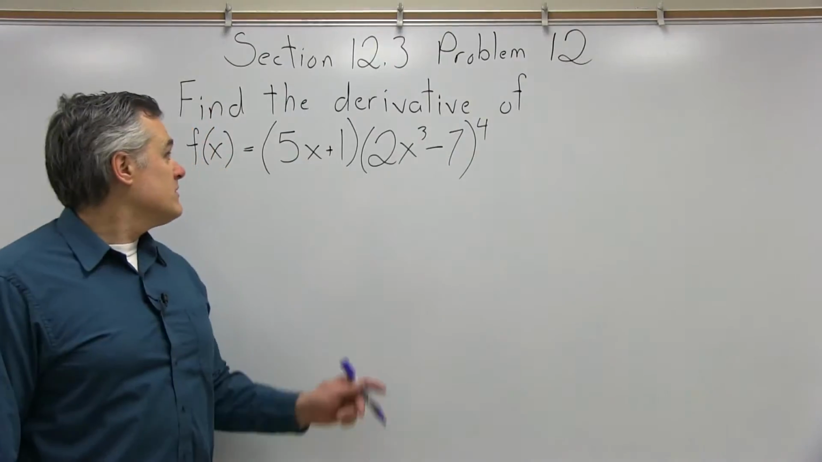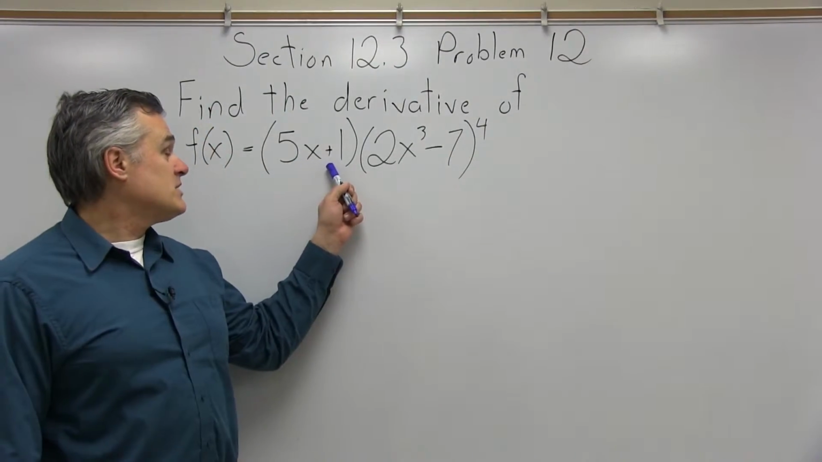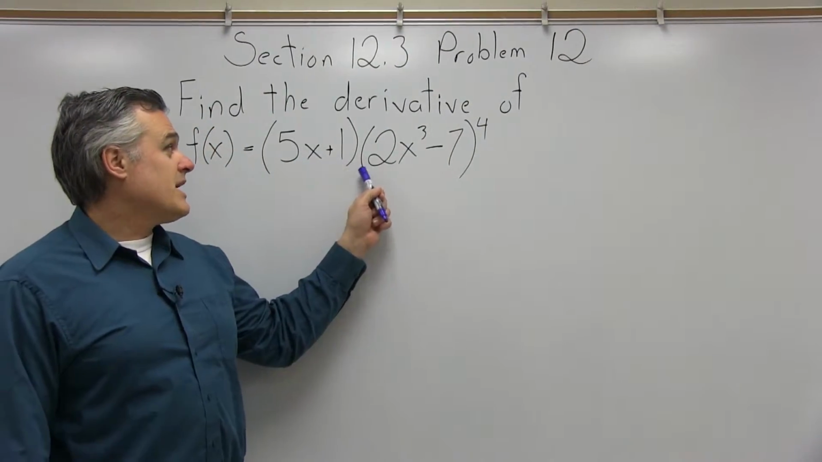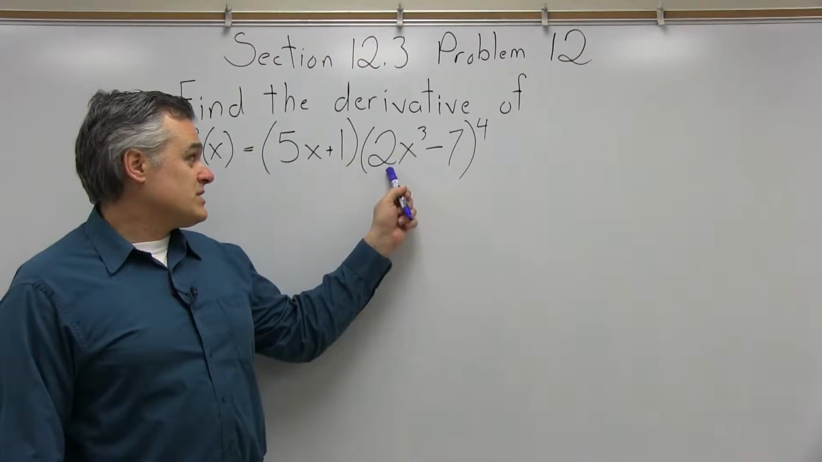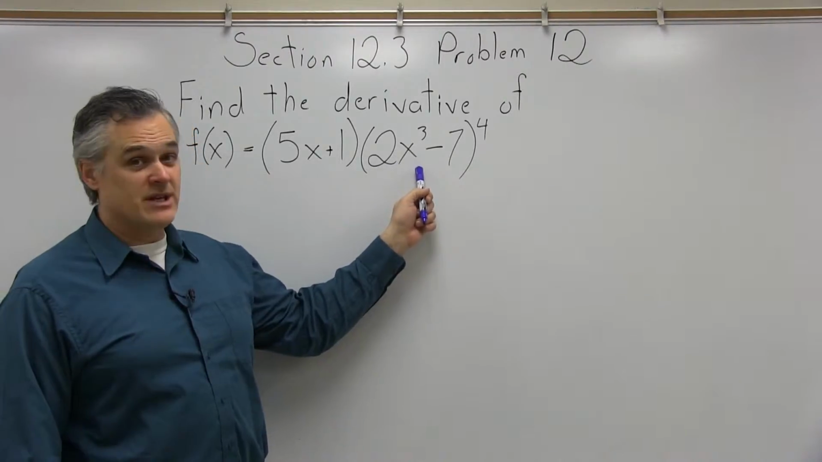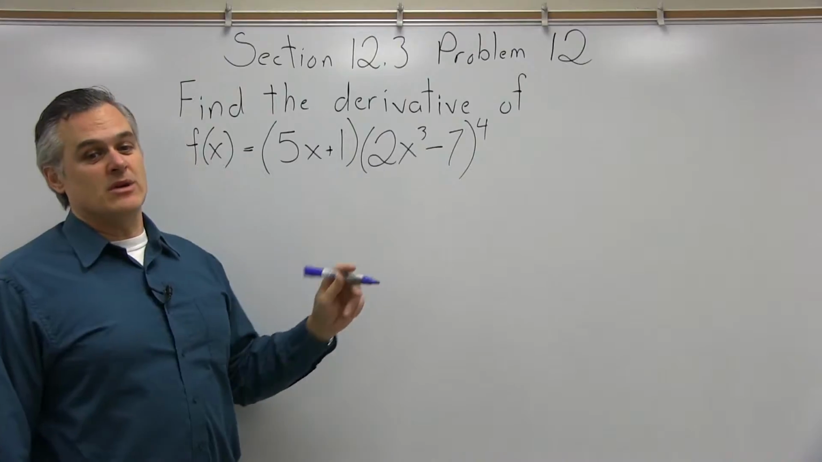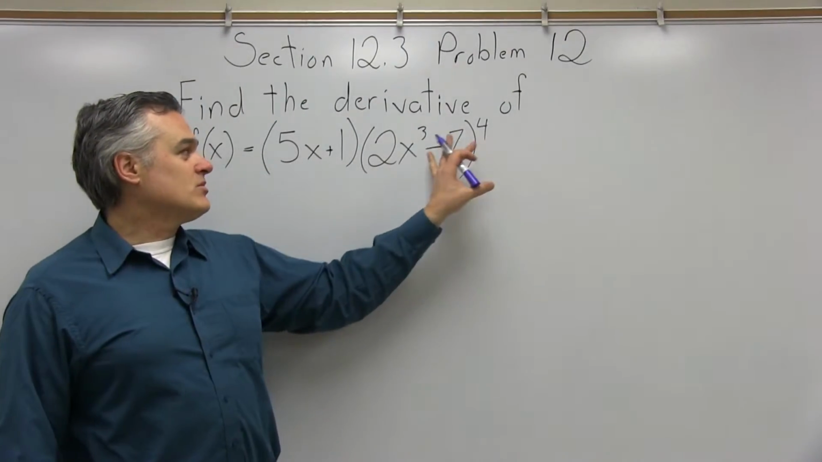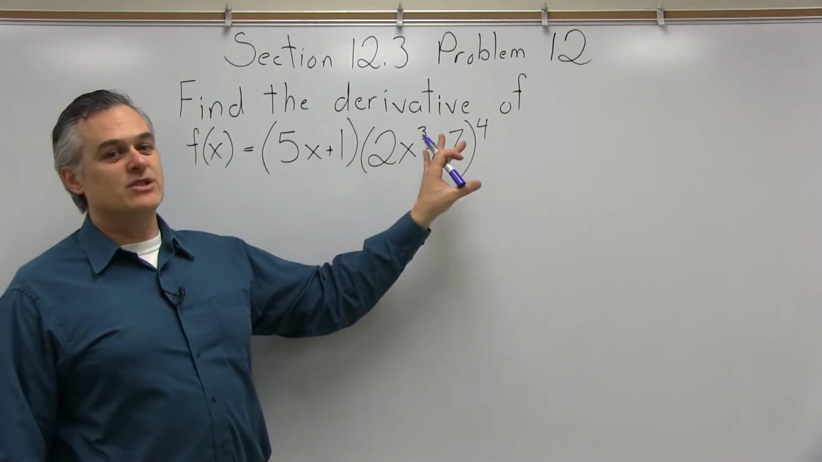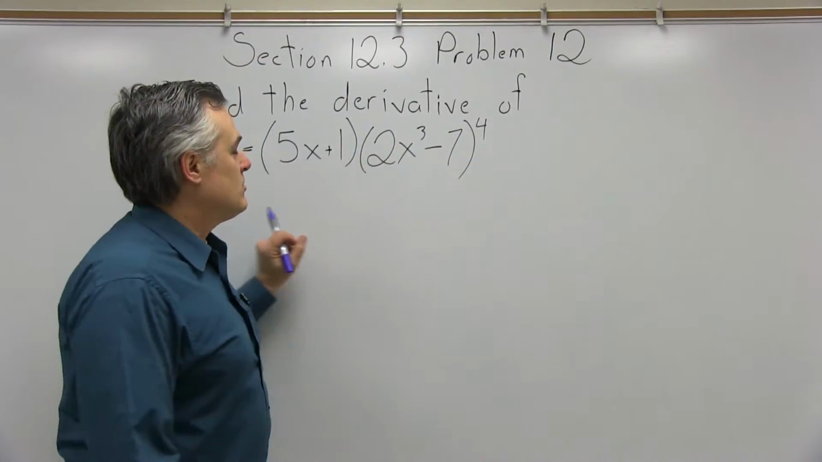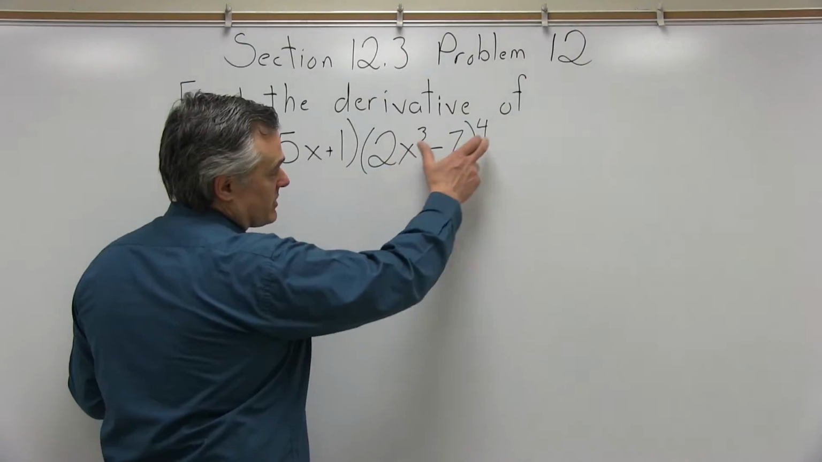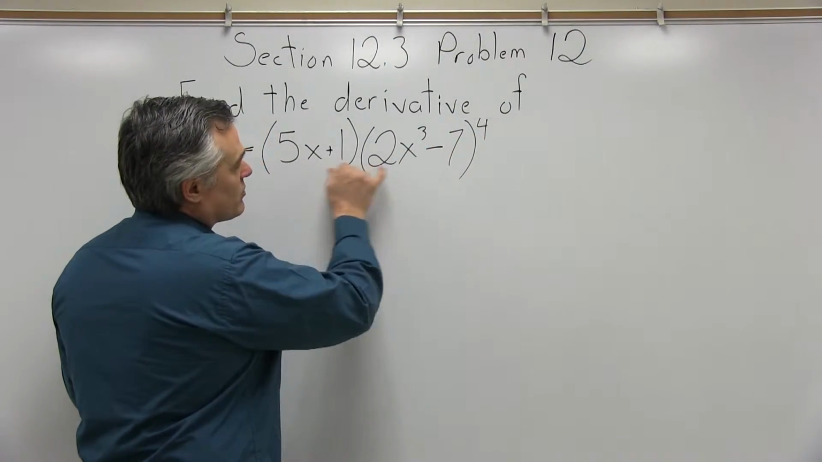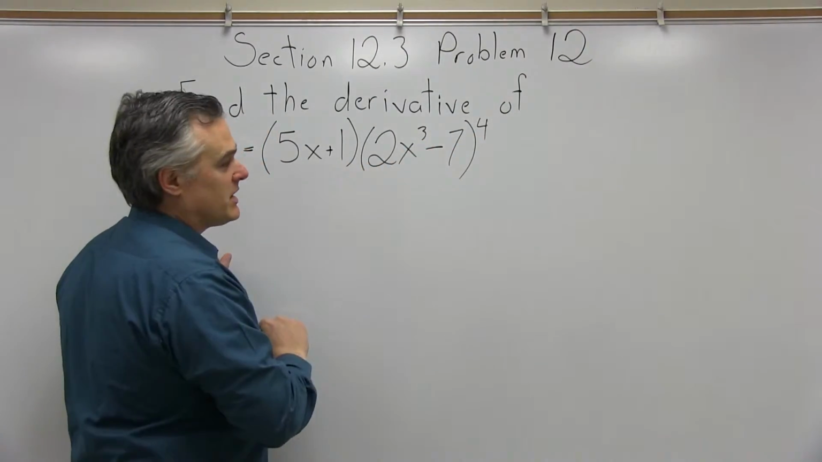It says find the derivative of f of x equals (5x plus 1), in parentheses, times, in a separate set of parentheses, (2x to the third minus 7), raised to the fourth power on the second set of parentheses. So you can see that the product rule is going to be involved in this, and the chain rule. The chain rule because you have some stuff in parentheses raised to a power. The product rule because I have two things being multiplied together.